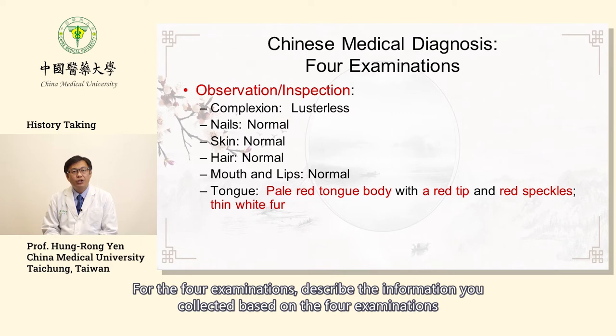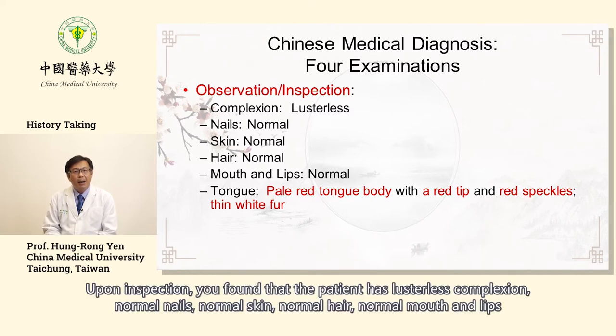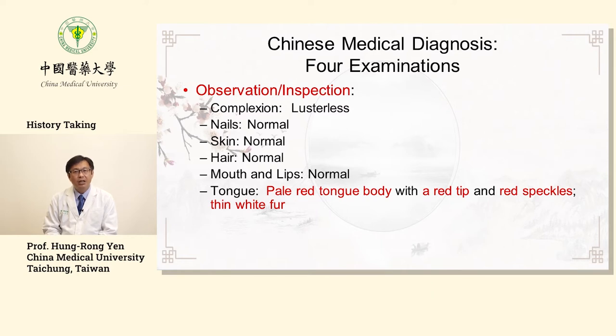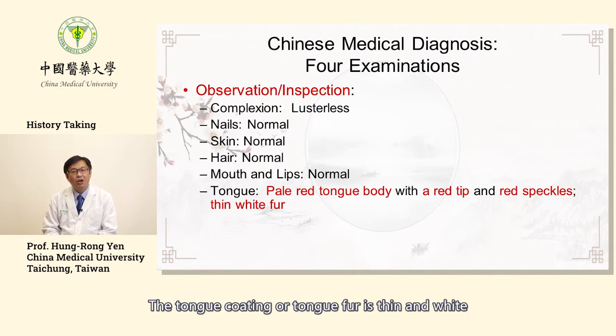And for the four examinations, describe the information that you collected in a sequence of observation or inspection, listening and smelling, interrogation, and then palpation. So upon inspection, you found that the patient has a lustrous complexion, no more nails, no more skin, no more hair, no more mouth and lips. However, the patient has a pale red tongue body with a red tip and red speckles. The tongue coating, or tongue fur, is thin and white.